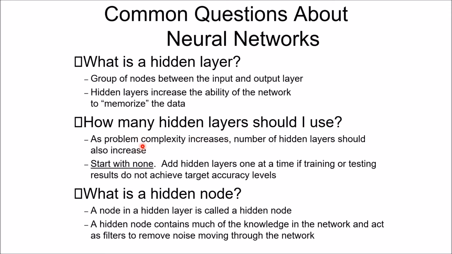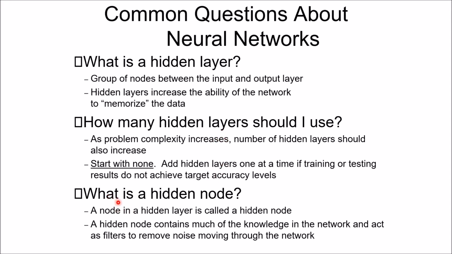The second question: how many hidden layers should I use? You should try to use the simplest or the lowest number of hidden layers at a time. Most of the time you start with one and then increase to two, three, or four. But you need to remember that if you increase the hidden layers, you add more complexity to the system, and it will take longer for the network to converge if you have many hidden layers.